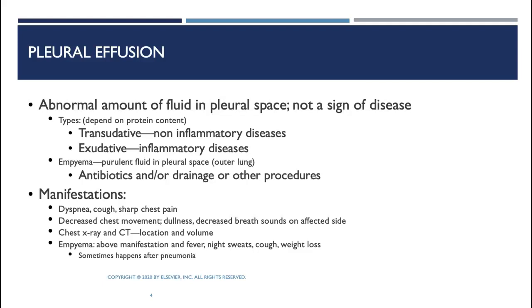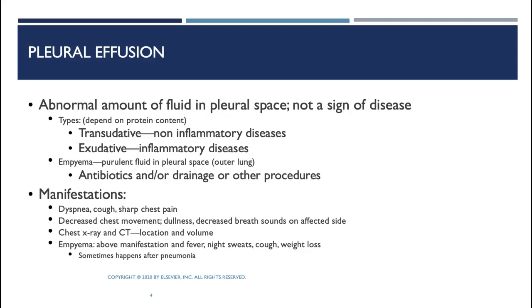So there are two types of pleural effusion, transudative and exudative, and the types depend on the protein content. Transudative is non-inflammatory disease, and that tends to be a little bit more clear. And then exudative is inflammatory. And we talked about this a little bit in class the other day, but an empyema is where you have purulent fluid in that pleural space, kind of on the outer part of the lung.